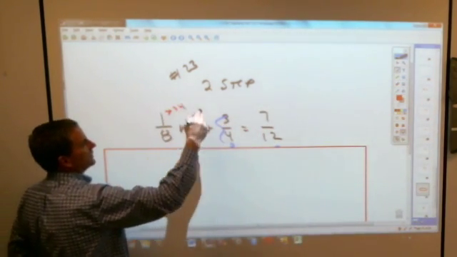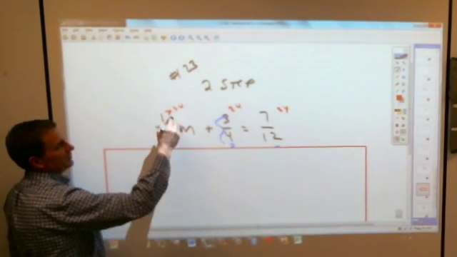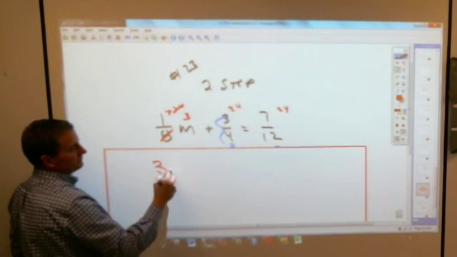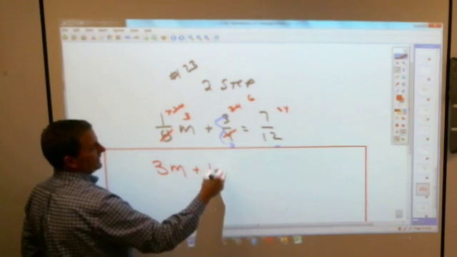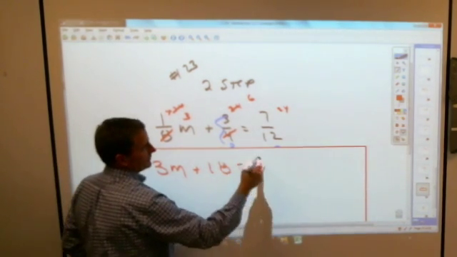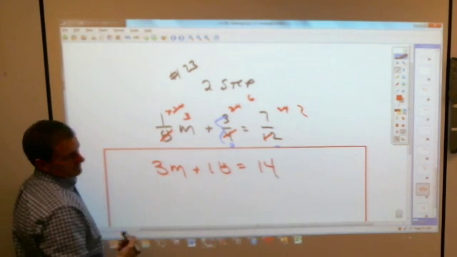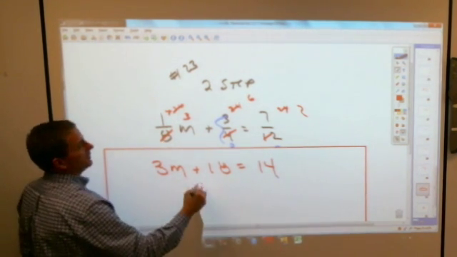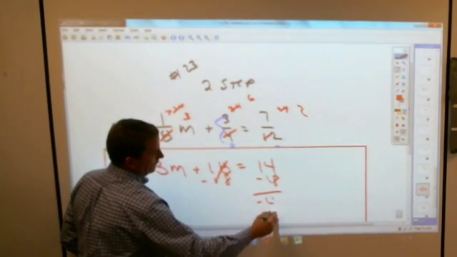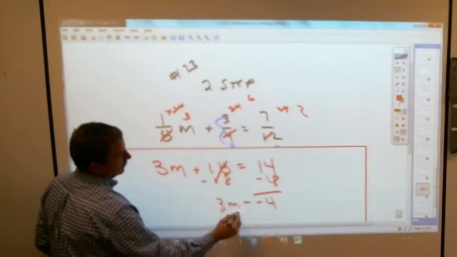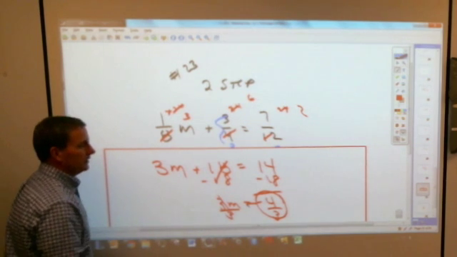Through only the magic of mathematics. 8 crosses off with the 24, leaving you with 3m, plus 4 crosses off with the 24, gives you 6 times 3, which is 18. And 12 crosses with the 24 2 times, which gives you 14. Same equation. Will I get the same answer? Let's see. Subtract 18, subtract 18, I get -4. So 3m equals -4. Is that not a little nicer?